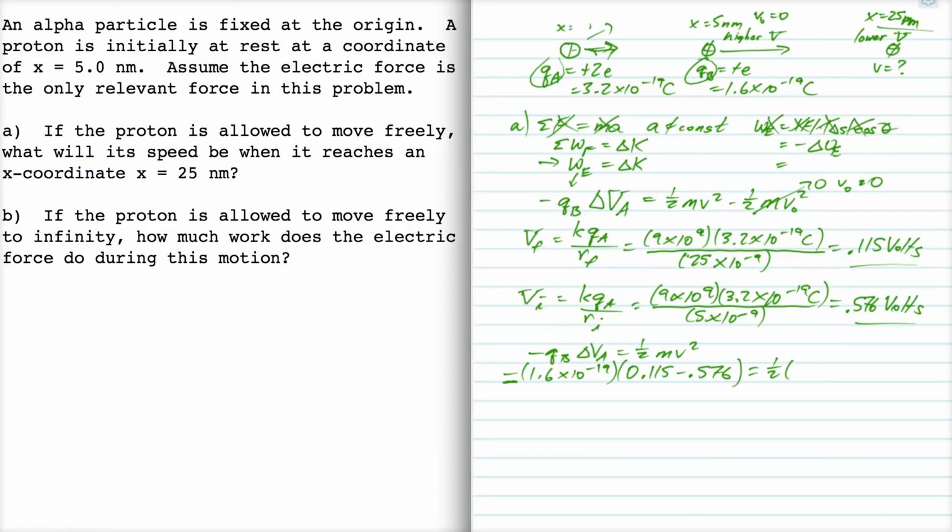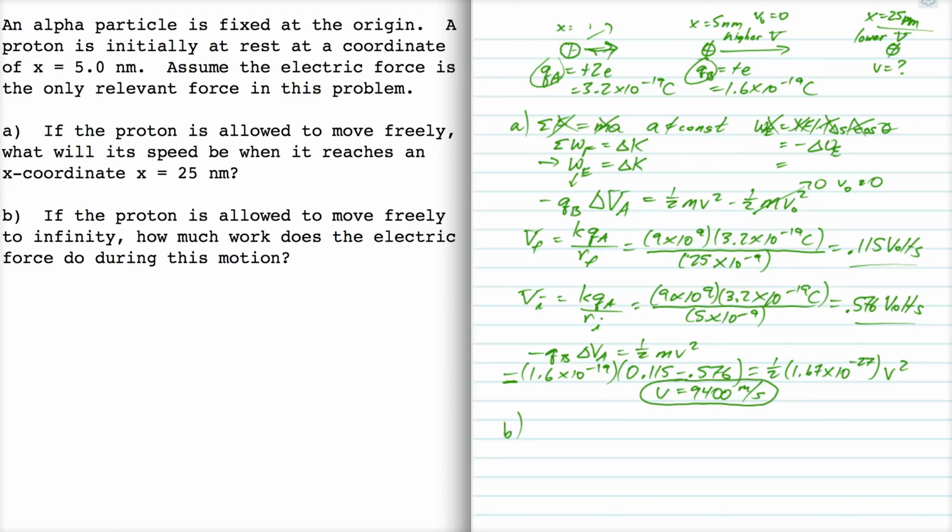Now, the mass of a proton, that's what's moving. The mass of the proton, if you look it up, is 1.67 times 10 to the minus 27. So when I calculate v from all this, I get v is equal to 9,400 meters per second. Okay, there's our answer for part A.